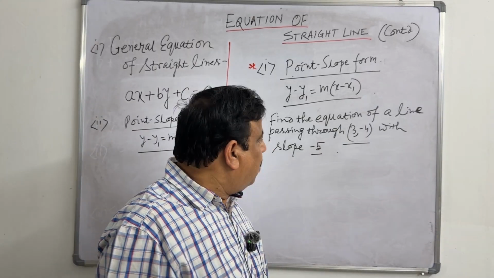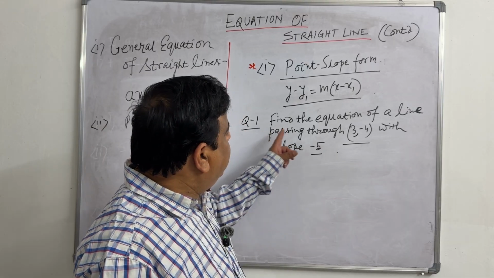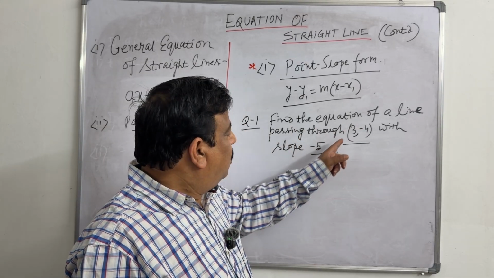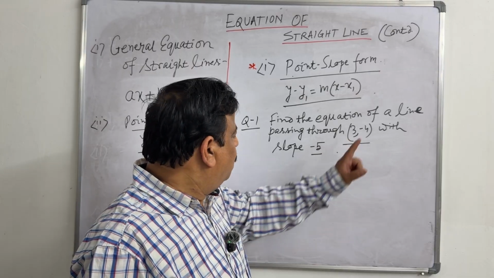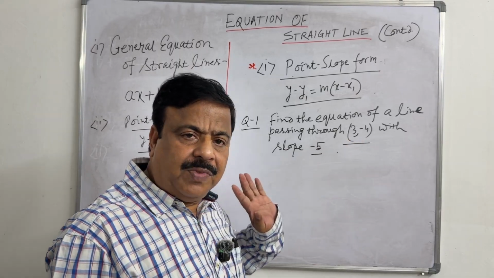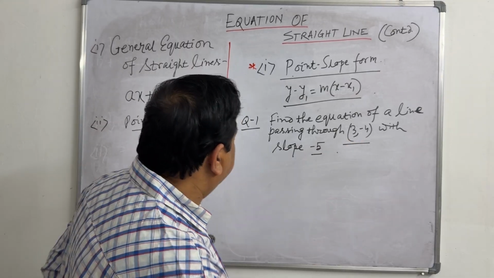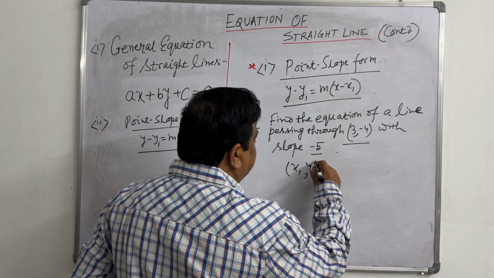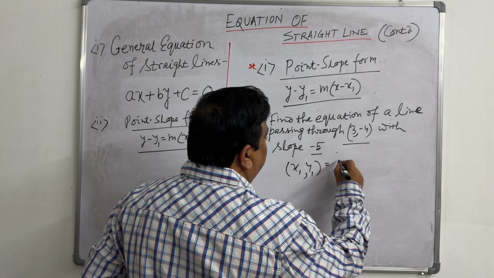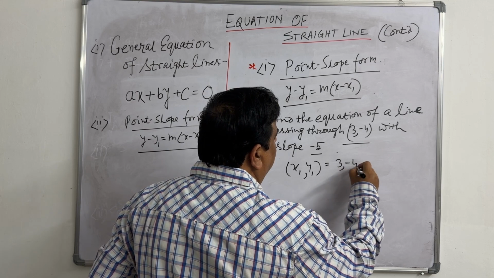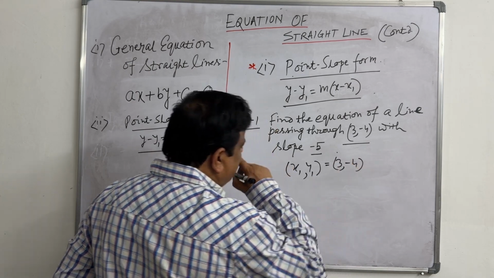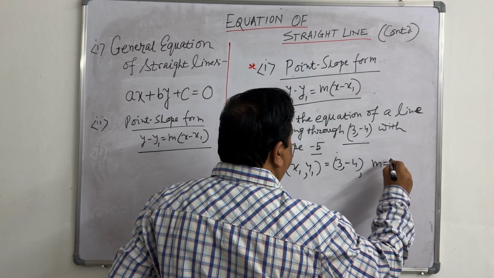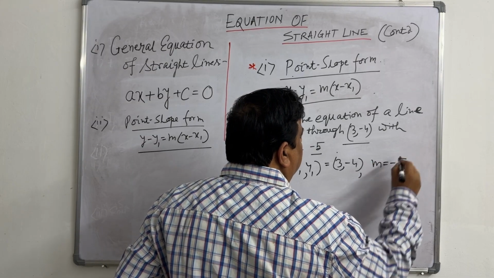So this is the first problem. Find the equation of a line passing through 3 comma minus 4 with slope minus 5. Okay. So what is given? Say the given point is x1, y1, that is equal to 3 comma minus 4, and the slope given is small m is equal to minus 5.